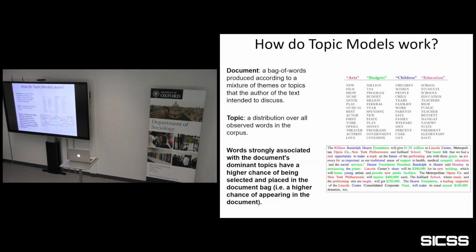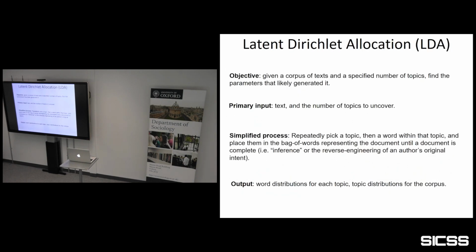But ultimately, what you get, as I said, is a distribution of words for each topic and a distribution of topics over the corpus. So you know not only how likely it is for a certain word to pop up if a certain topic is being mentioned, but you also know how likely it is for that topic to be mentioned in this corpus or within an individual document.